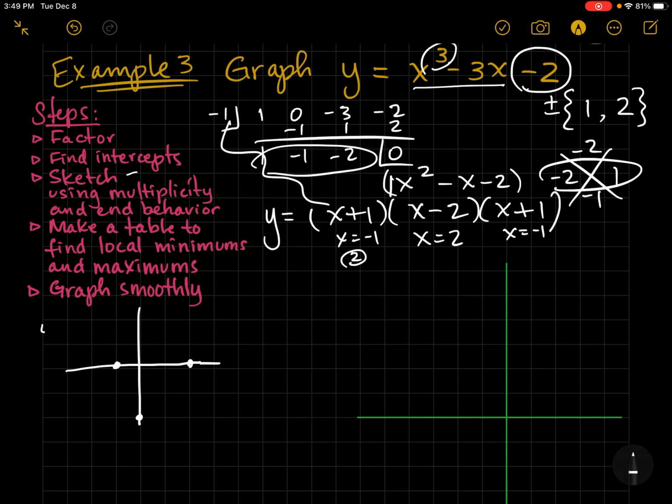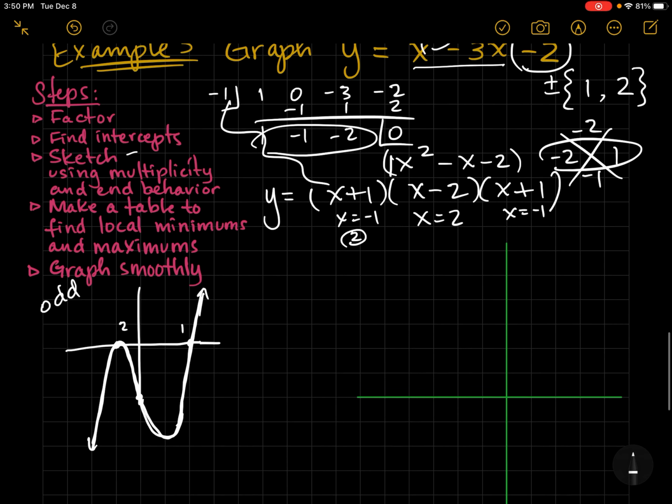Okay, so now it's degree 3, which is odd. That means it's up on the right and down on the left. And now I'm going to see what happens in between. Negative 1 has multiplicity 2, and this one has multiplicity 1. So that means I'm passing through this one, going down. At some point, I'm going to hit this negative 1. Multiplicity 2 means kiss and turn around. And these things are always smooth. They're never pointy. They're always nice and smooth.